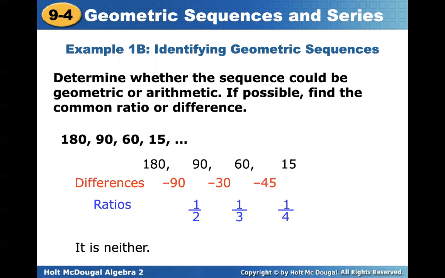It'd be what? 1/5 of 15, which would be 3, right? Yeah, so it would be 3. So there's a pattern. It's just not one of those two special ones we're talking about in chapter 9. There is a pattern to it. It's just not arithmetic or geometric.